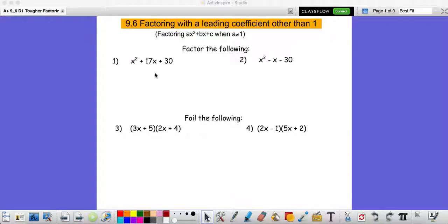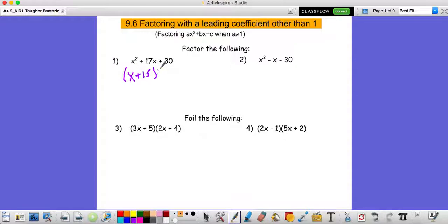Okay, for this video, we're looking at 9.6, factoring with a leading coefficient other than 1. So we're going to start with just a little warm-up. We're going to go back to our regular factoring, what multiplies to our C and what adds to our B. So just a little warm-up. What two numbers multiply to 30 but add to 17? Well, we know that's just 15 and 2.